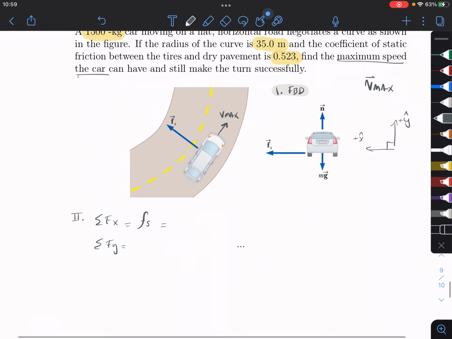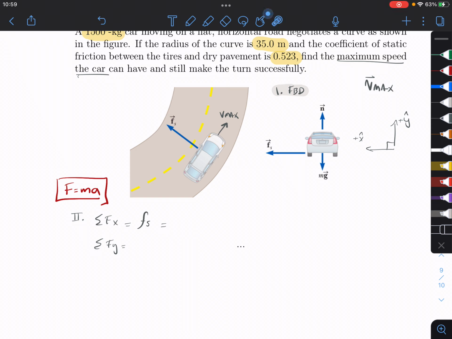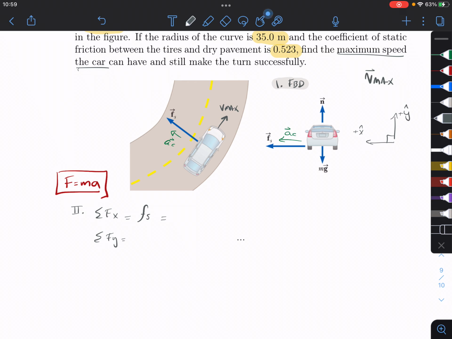And then we always ask ourselves, when we do these sum of forces in the x, what we're really solving for is F equals ma, right? So we're doing that sum of forces, and then we're asking ourselves, okay, what's the acceleration in that direction? In this case, it's going to be a centripetal acceleration that's pointing in, and we chose that to be positive. So sum of forces is going to be equal to m a_c, and we know this general equation, v squared over r, is going to be equal to a_c. We're going to be plugging this in at a later step.